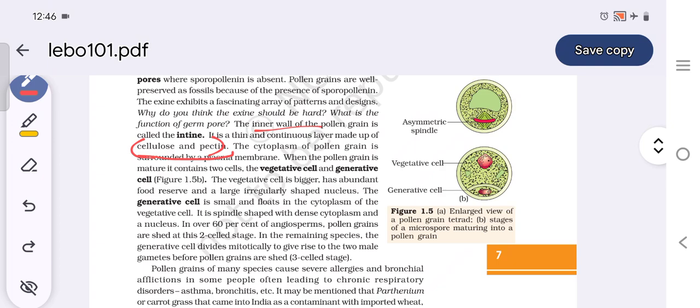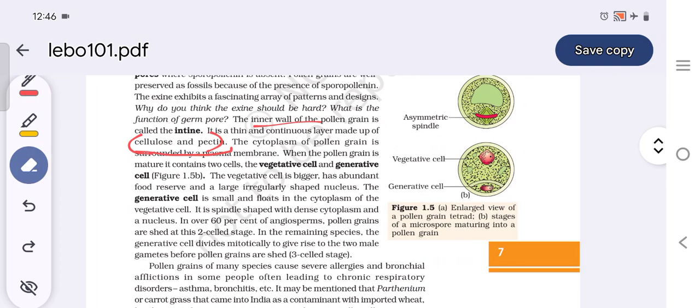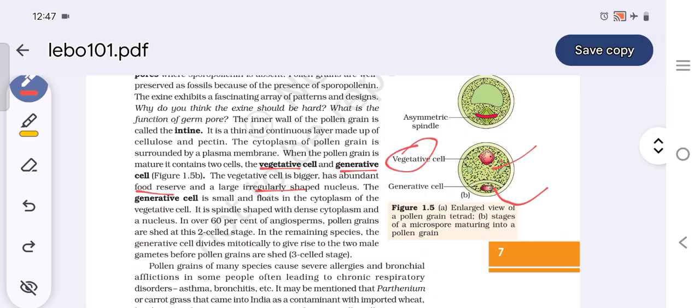Now the cytoplasm is surrounded by the plasma membrane as usual, and the pollen grain, when it matures, has two kinds of cells. What are those two kinds of cells? You have the vegetative cell and the generative cell. Which is the vegetative cell? The larger one is the vegetative cell and the smaller one is the generative cell. Now, why is it big? It is big because it has the food in it, and it has a nucleus there. The generative cell is typically smaller than the vegetative one.